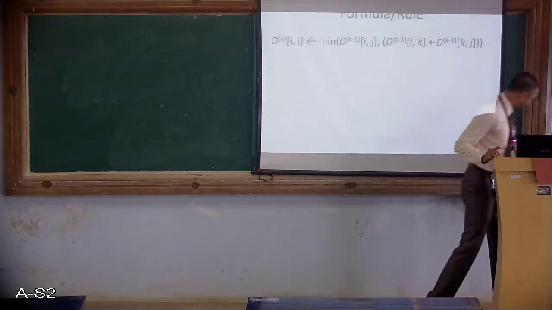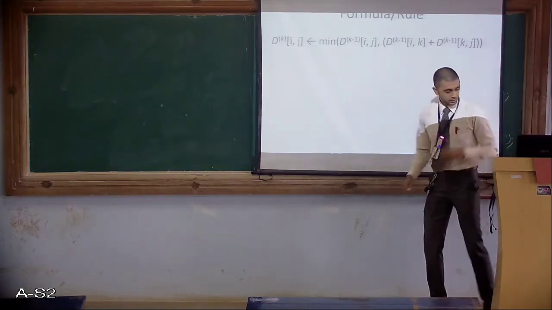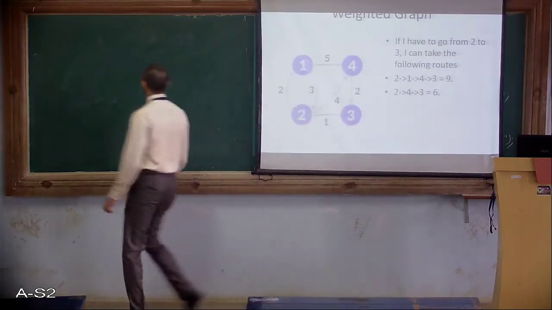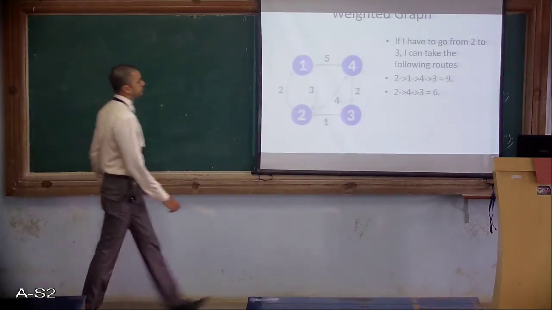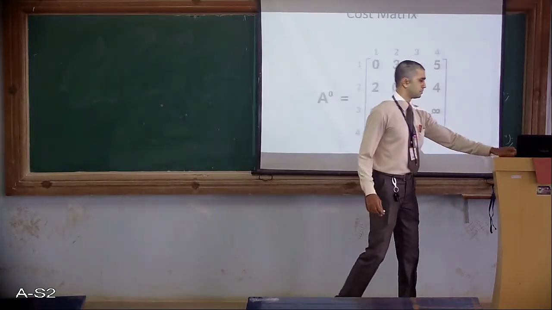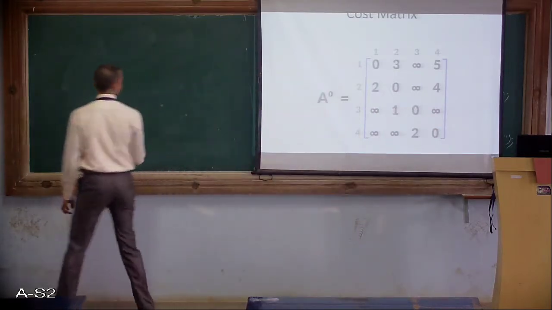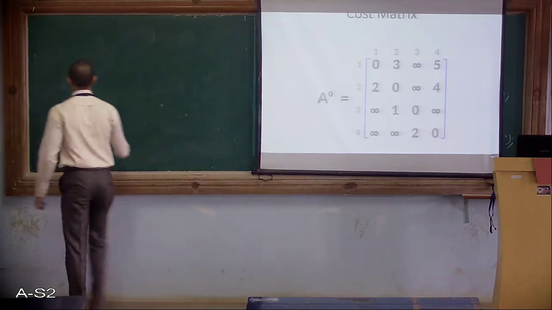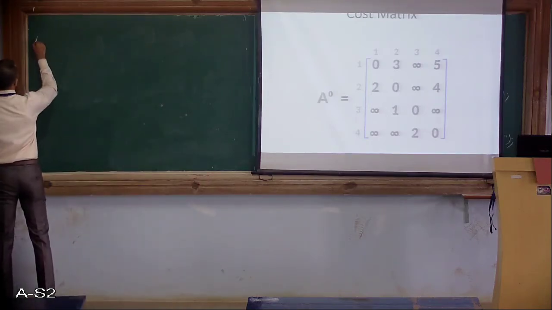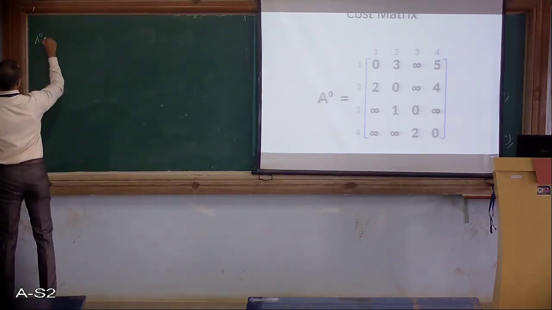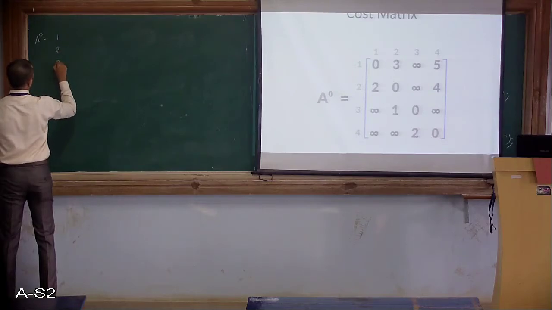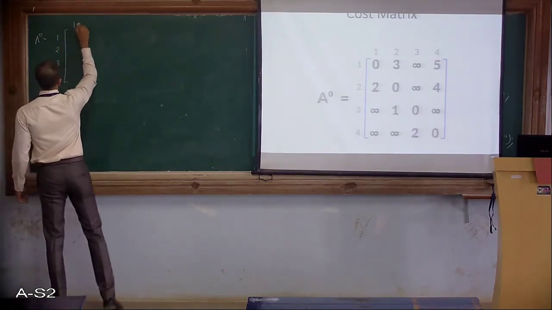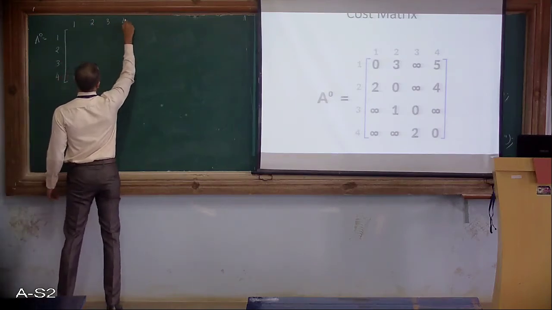Okay. So I'll just draw that graph which is present. So this is my cost matrix. I'm going to call it A0. You can call it D0, not a problem. It's going to be a 4 by 4 matrix, since there are 4 vertices.